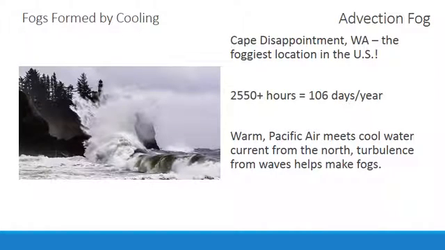Advection fog is very common at this famous Washington State location. This is Cape Disappointment, which is known as the foggiest location in the United States. The station averages 2,552 hours of fog each year, and that's equivalent to 106 days.